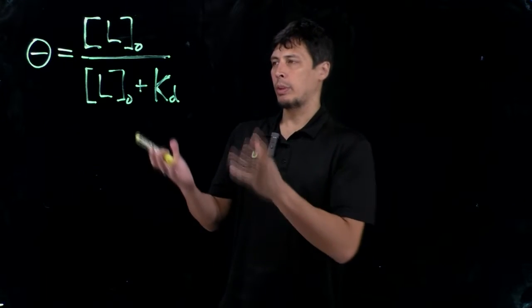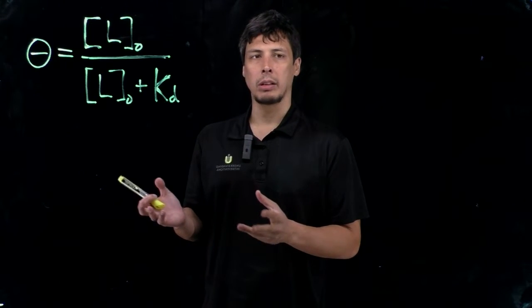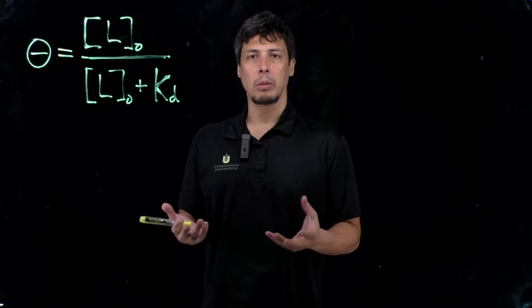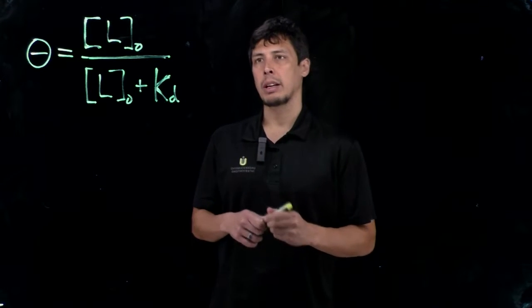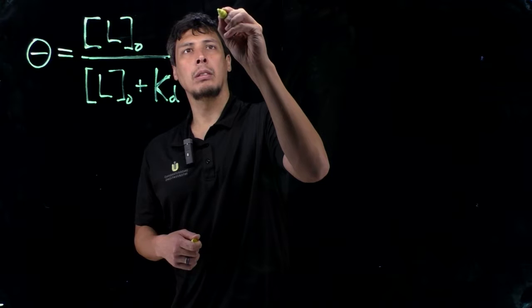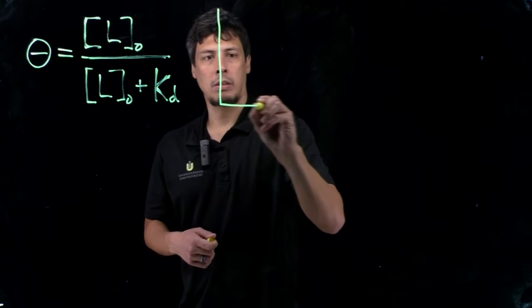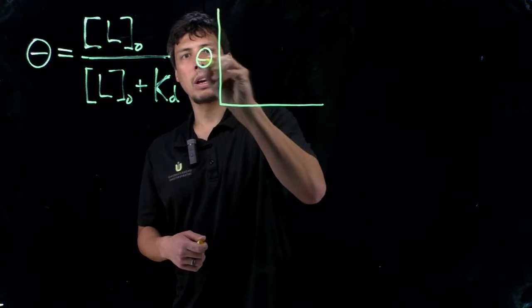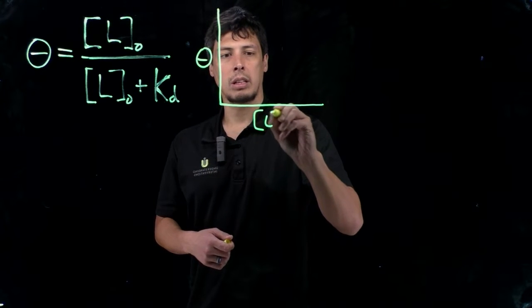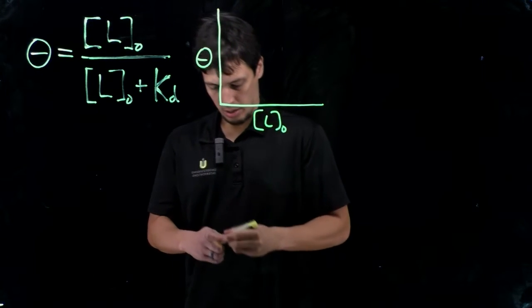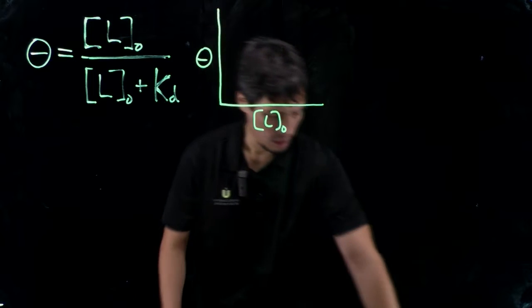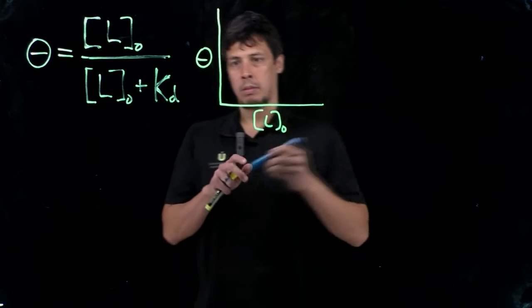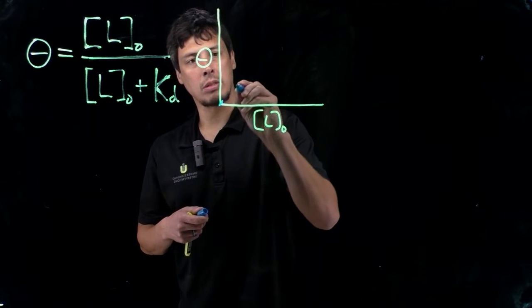Okay, so now we have the hyperbolic ligand equation. We know how we were able to derive this from the law of mass action. So if we have data, for instance, in the form of theta on the y-axis and the initial ligand concentration on the x, we can then plot this, plot data at different ligand concentrations.